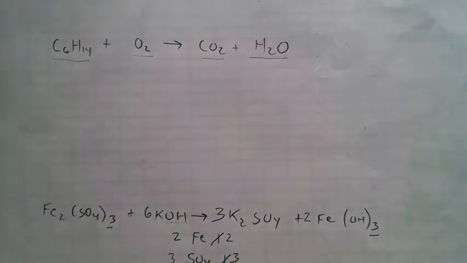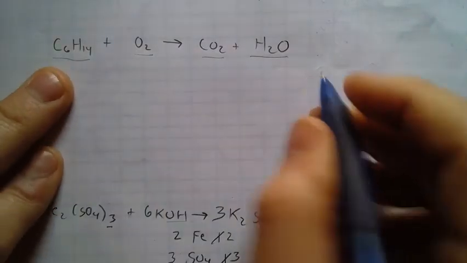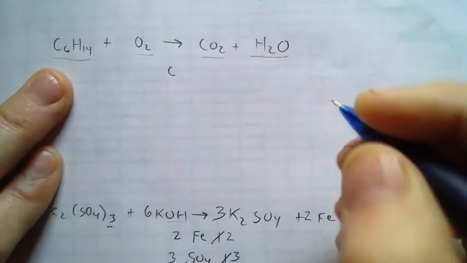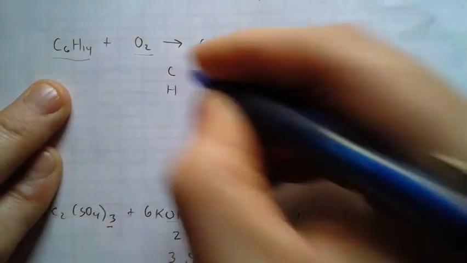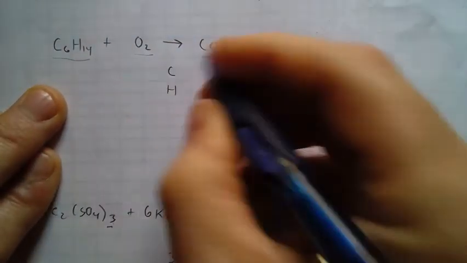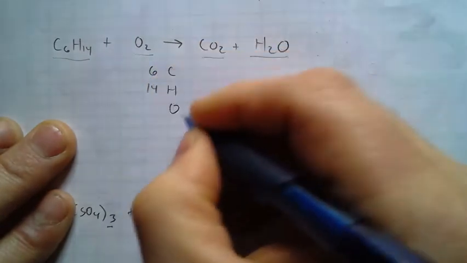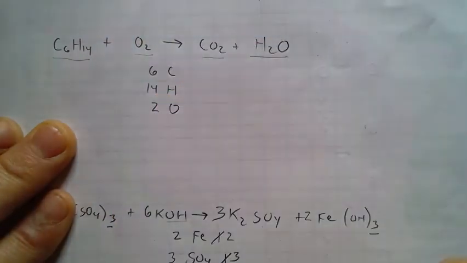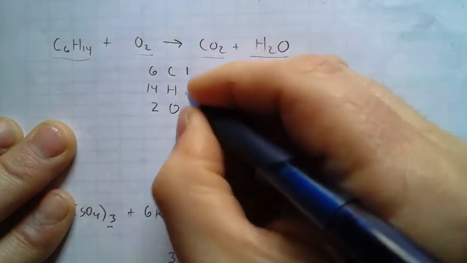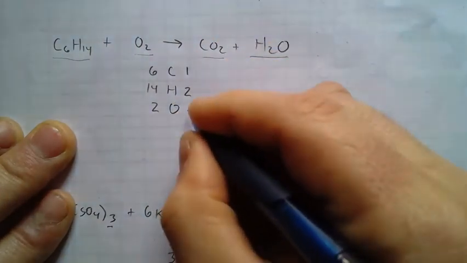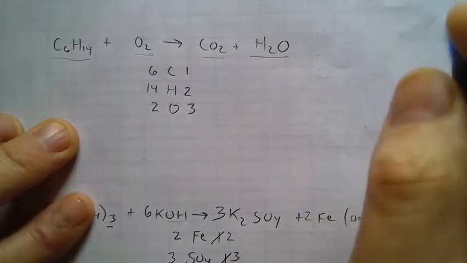And these can be a little bit tricky because of the fact that we may have to scale up, as you will see. So we're just going to list them out in order of frequency. Carbon's found in only 2 things. Hydrogen's found in only 2 things. But oxygen's found in 3 species. So we put that last. On the left, we have 6 carbons, 14 hydrogens, and oxygens, we have 2. On the right, we have 1 carbon, 2 hydrogens, and 3 oxygens.